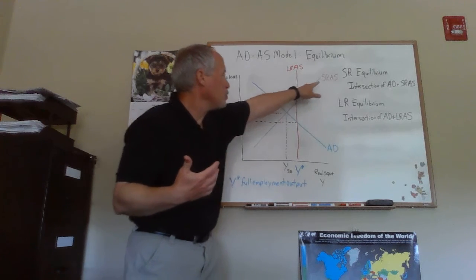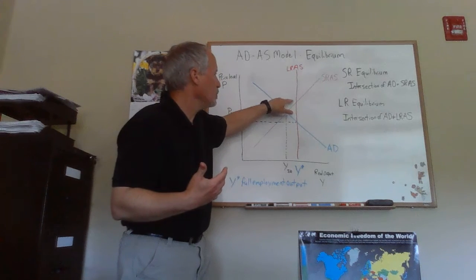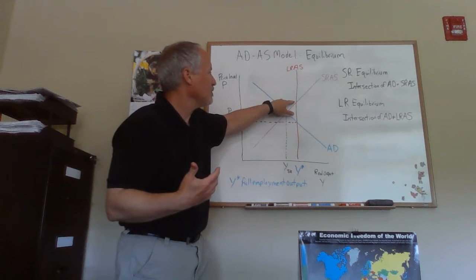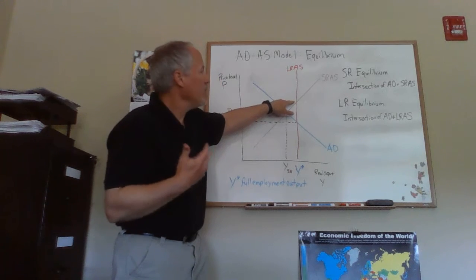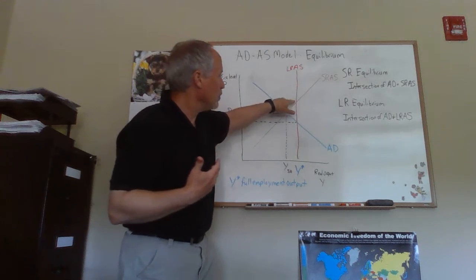In effect, this short run aggregate supply curve would work to give us a long run equilibrium if aggregate demand happened to be going through at this point.